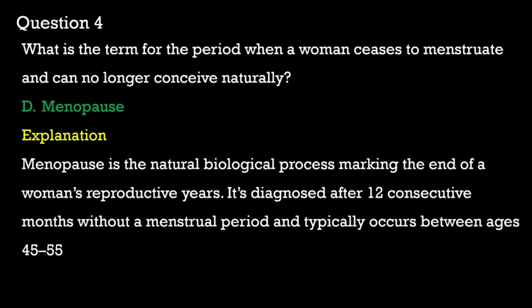Menopause is usually diagnosed after 12 consecutive months without a menstrual period, and this usually occurs between the ages of 45 to 55. It is usually caused by a decline in ovarian function and reduced production of estrogen and progesterone.